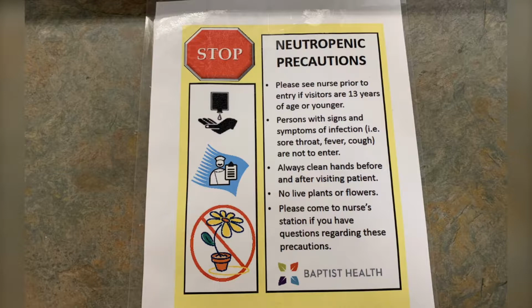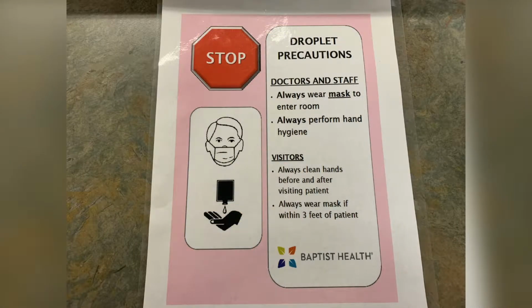And finally, droplet precautions. Droplet precautions are most of the time patients that are coughing up and their sputum is infected with something. So you just have to wear a mask and you have to make sure to sanitize your hands after. If I were you, I'd wear gloves too, because you don't know where they've coughed and what is in their sputum or their pee or anything. You don't know where it's at either. So I'd wear gloves too.